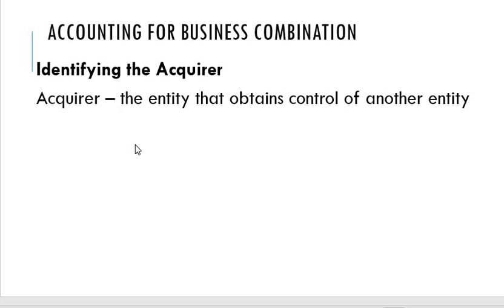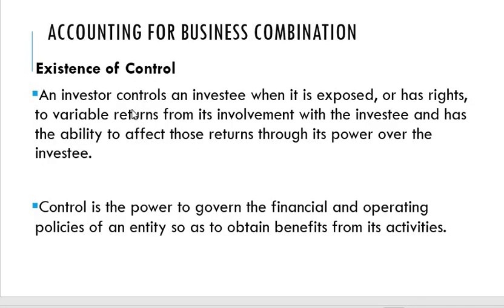So in a business combination, it is very important to determine who is the acquirer. Again, the acquirer is the entity that obtains control of another entity. In case of a merger or purchase of net assets, the acquirer is the legal entity that will remain, or the surviving entity. In case of an acquisition or consolidation, the acquirer is the parent.